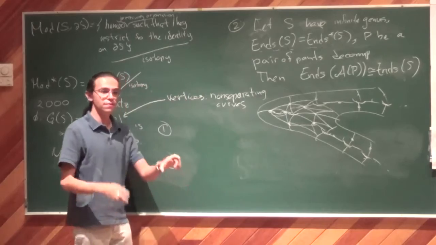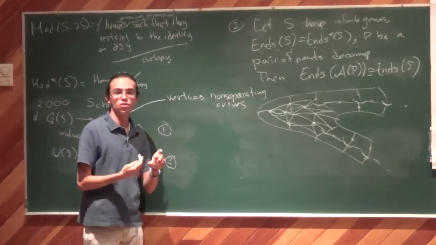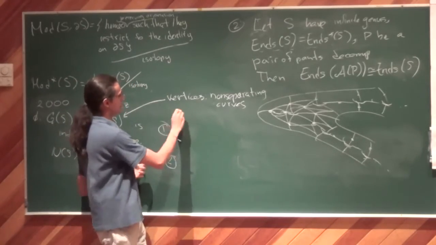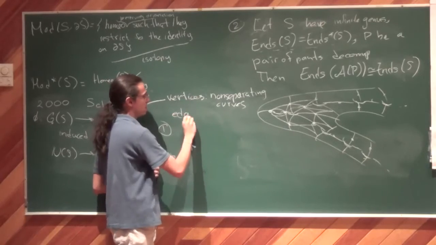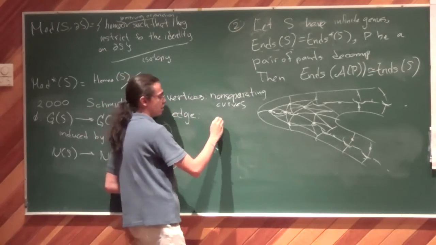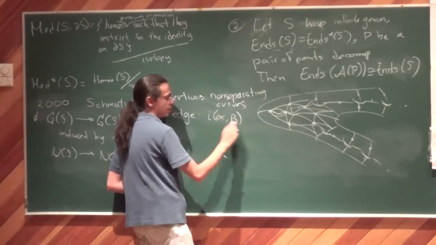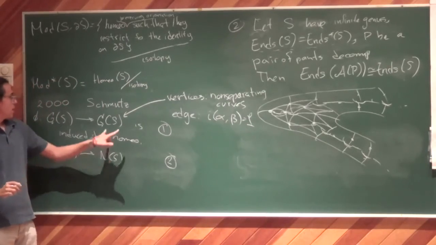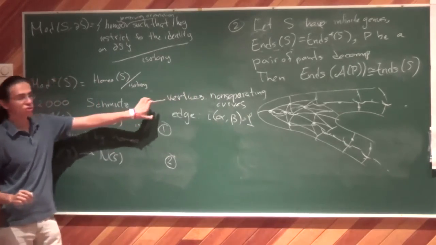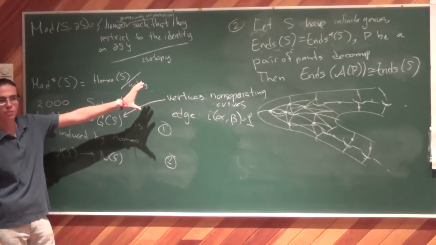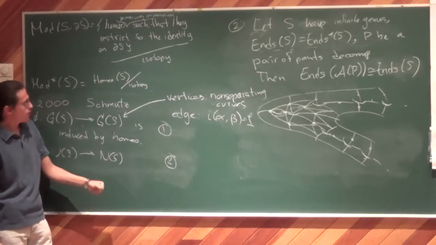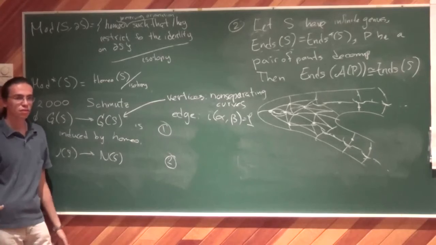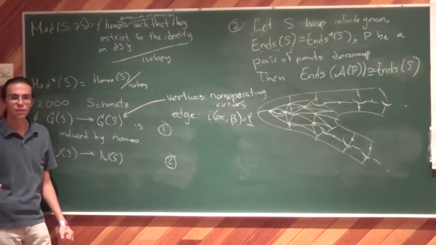A curve is non-separating if when you cut the surface along the curve, the resulting surface is connected, and two vertices form an edge if their intersection number is 1. Okay? We defined the smooth graph for the non-compact case exactly the same way. We pretty much followed the outline of Schmutz, which used a lot of local arguments, so there was no problem.